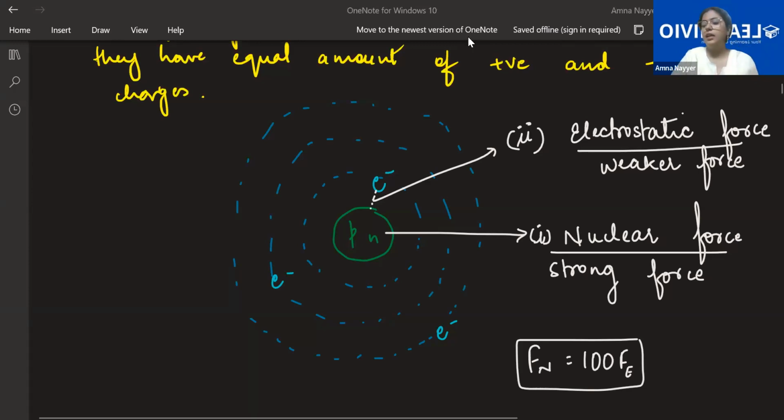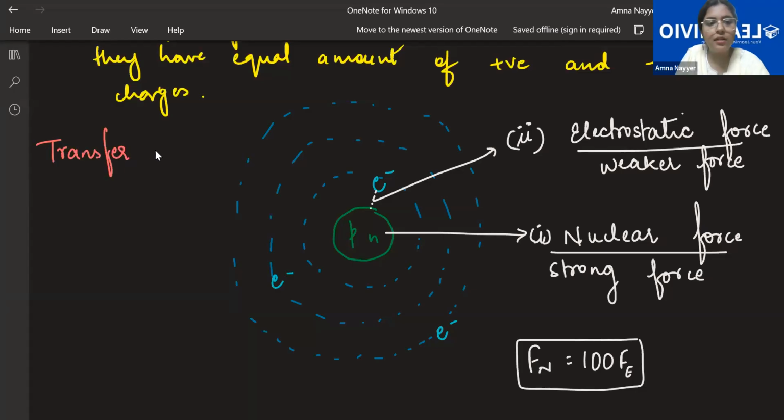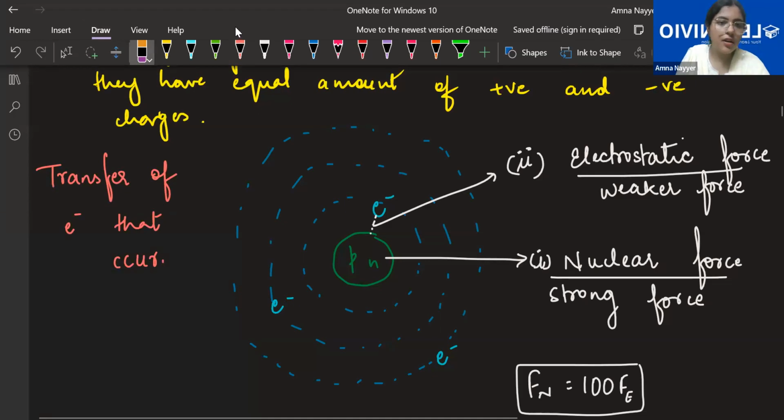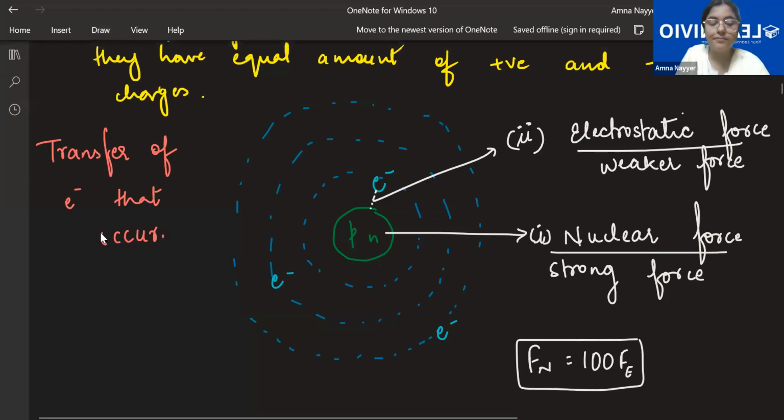Electrons, very good. See, the nucleus is holding the protons and the neutrons very tightly within the nucleus. So it will be difficult for the neutrons and the protons to escape because the force is strong, while this electrostatic force is a weaker force. So for the electrons, this force getting cut is easier. It's basically the transfer of electrons that occurs.